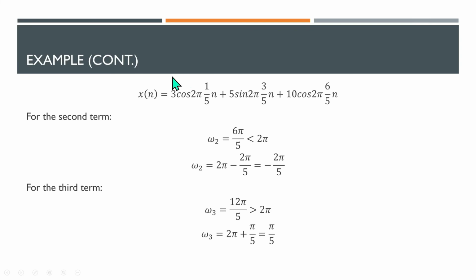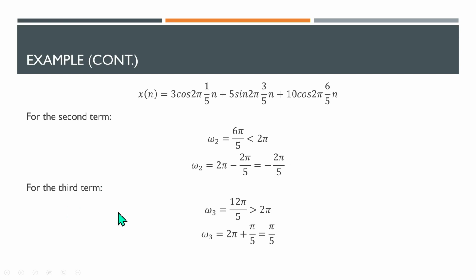For the first term, we do not have to simplify it because this term is less than pi. While for the second and the third term, we have to simplify it because these terms are greater than pi. Let us now focus on the second term. The second term, omega sub 2 equals 6 pi over 5. So that is less than 2 pi. That's why we're going to express it like so. So omega sub 2 equals 2 pi minus 2 pi over 5. So that is equal to negative 2 pi over 5.